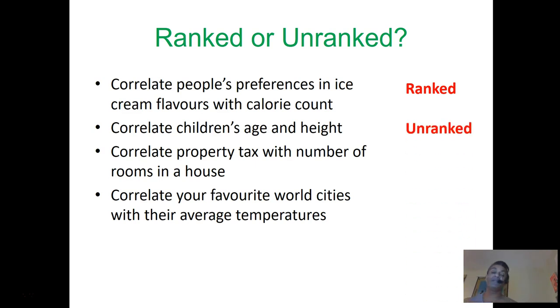Property tax with the number of rooms in a house. This one's odd because property tax is a continuous variable and number of rooms in a house is an ordinal variable, but it's a weird kind of ordinal variable in which the difference between 1 room and 2 rooms is the same as the difference between 2 rooms and 3 rooms, which is the same as between 4 and 5. Rooms is a set unit difference. So in truth, we could actually do both. We could do a ranked or an unranked test here. Technically, it is ranked, but I'd accept either one.